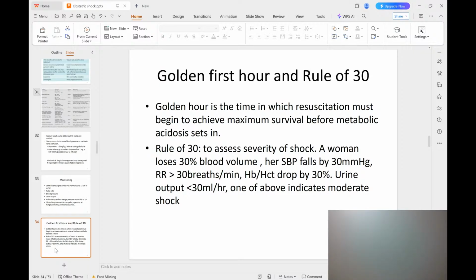It states that when a woman has to lose at least 30% of her blood volume, then the systolic blood pressure will fall by 30 mm, respiratory rate will be more than 30 breaths per minute, hemoglobin or hematocrit drops by 30%, and urine output is less than 30 ml per hour. And if there is one or more of the above, it will indicate moderate shock.